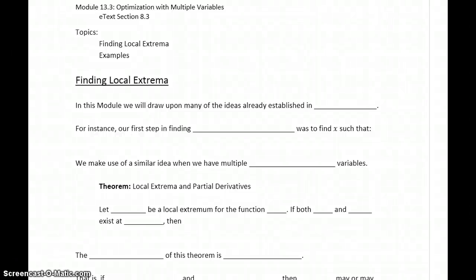Module 13.3 and 13.4 are both going to take us back to optimization problems. However, in each of these modules, we're going to look at two different approaches for solving these optimization problems that now have multiple independent variables. So in this module, we're going to be drawing on some of the ideas that we already established in modules 7 and 9.